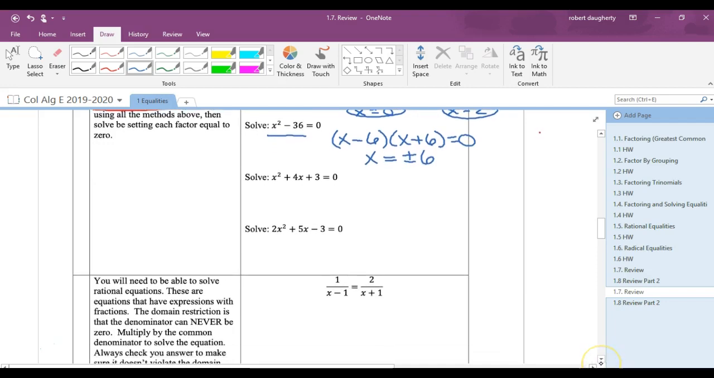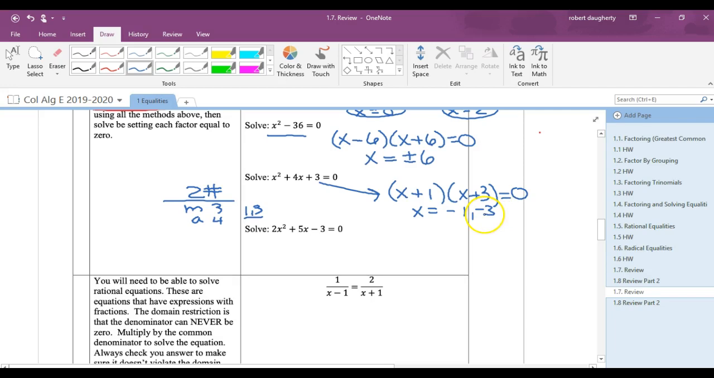The next one is a trinomial. To factor this, I'm going to need two numbers, remember, that multiply to give me a 3 and add to give me a 4. The numbers that do that are going to be 1 and 3. So I'm going to write this as x plus 1, x plus 3 equals 0. So x is equal to -1 or -3.